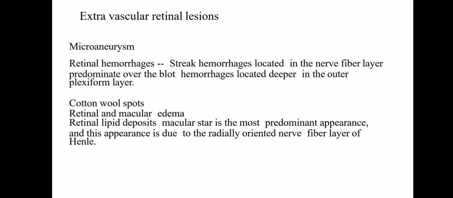Extravascular retinal lesions: microaneurysms, retinal hemorrhages. Streak hemorrhages located in the nerve fiber layer predominate over blot hemorrhages located deeper in the outer plexiform layer. Cotton wool spots, retinal and macular edema. Retinal lipid deposits: macular star is the most predominant appearance, and this appearance is due to the radially oriented nerve fiber layer of Henle.